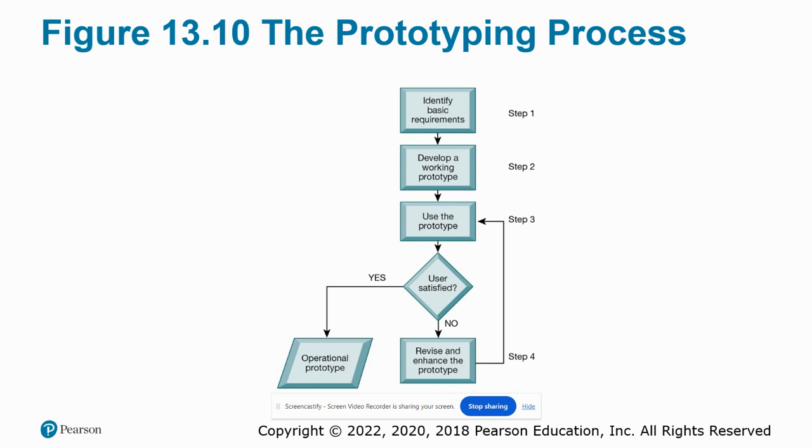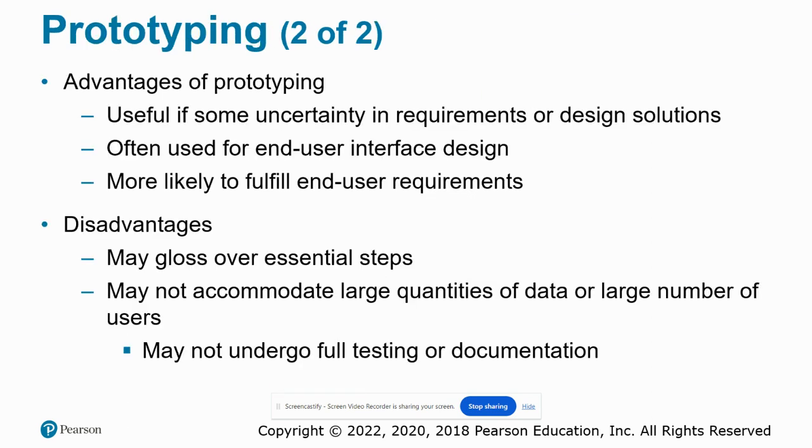This graphic illustrates the 4 steps or rectangles of prototyping. The steps that are repeated are steps 3, use the prototype, and 4, revise and enhance the prototype. Here we continue the discussion of prototyping, listing the advantages and disadvantages to using this method of building systems.